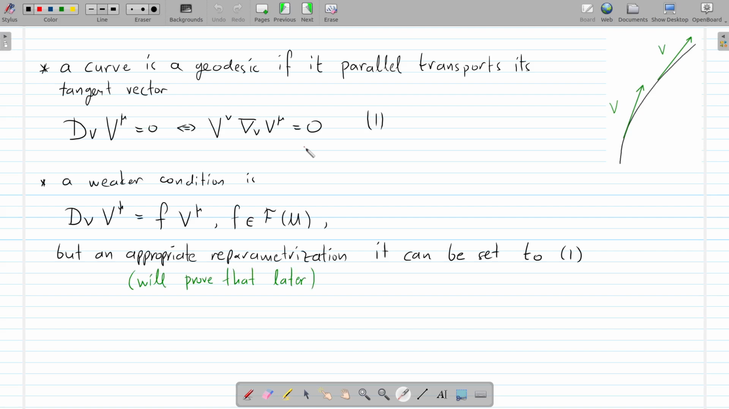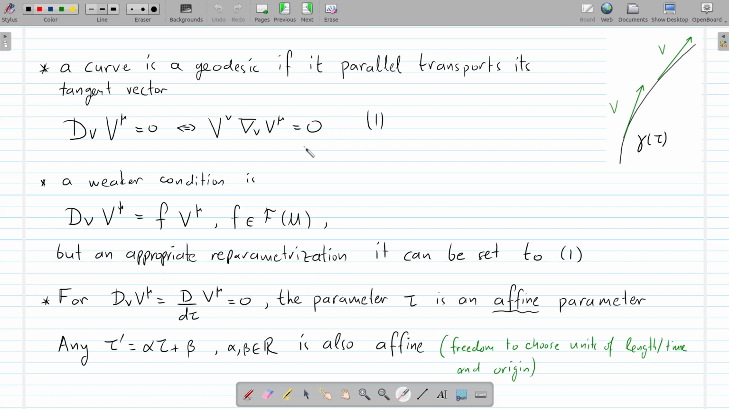A weaker condition to define a geodesic is that the rate of change of the tangent vector along the curve is not zero, but it is proportional to the vector itself. So it is transported parallel to itself again. But this is not really a new condition because, as we will see, by using an appropriate reparametrization, we can set the proportionality factor equal to 1, to equation 1.